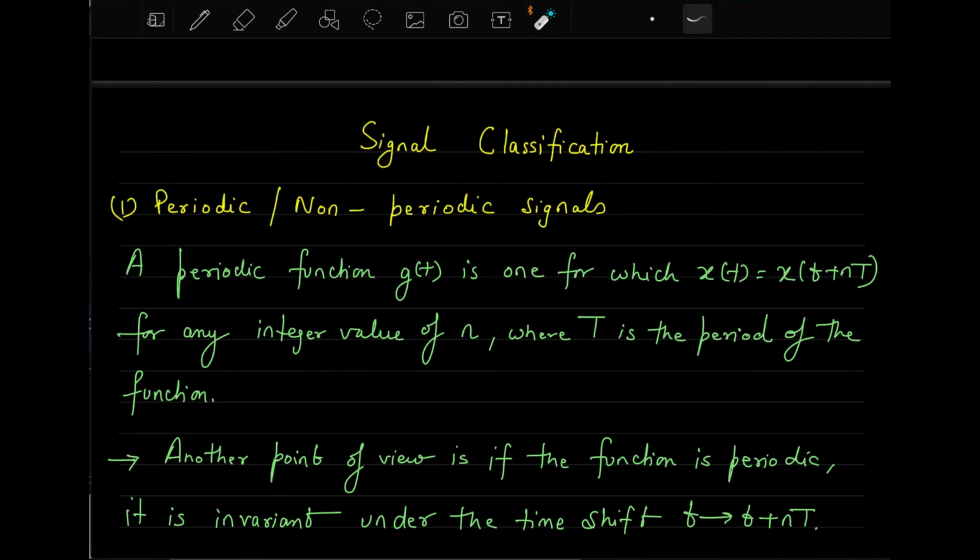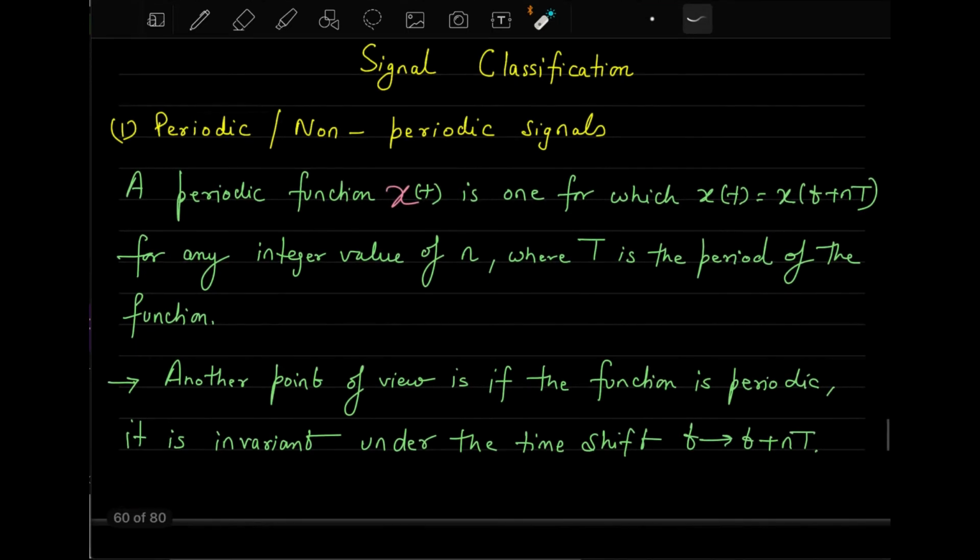A periodic function, not g(t) here, it will be x(t). A periodic function x(t) is one for which the following holds true: x(t) equals x(t plus nT), where n can be 1, 2, 3, for any integer value of n, and T is the time period of the function. If x(t) satisfies this, then x(t) is a periodic function.